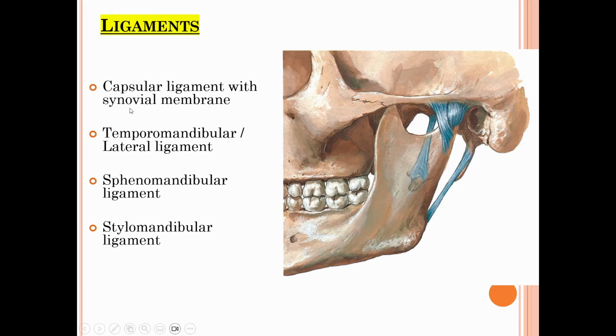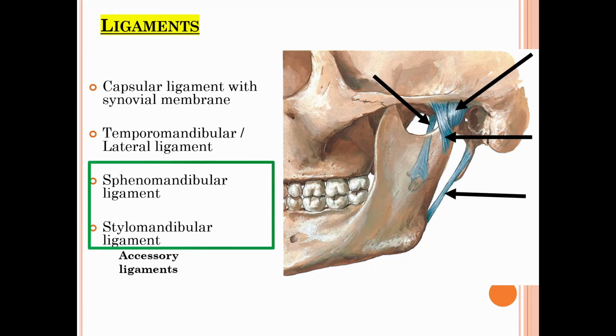So the capsular ligament, along with that there will be a synovial membrane on the inner aspect. This is the capsular ligament, this is the temporomandibular or lateral ligament, this is the sphenomandibular ligament, and this is the stylomandibular ligament. Remember, the sphenomandibular and stylomandibular ligaments are accessory ligaments to the temporomandibular joint because they are not primarily related to the temporomandibular joint.